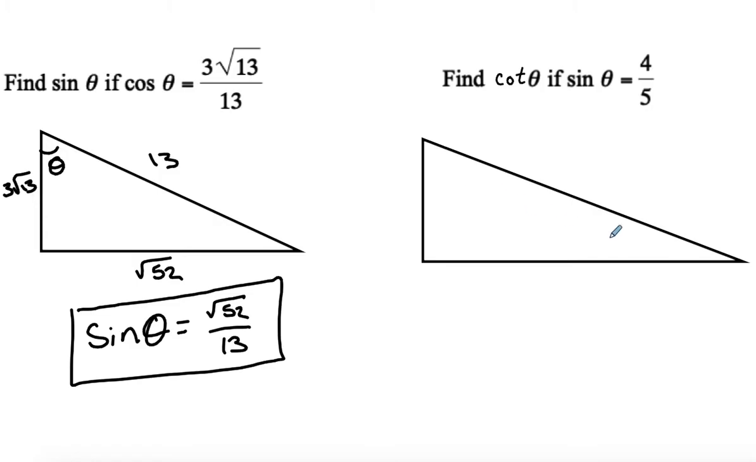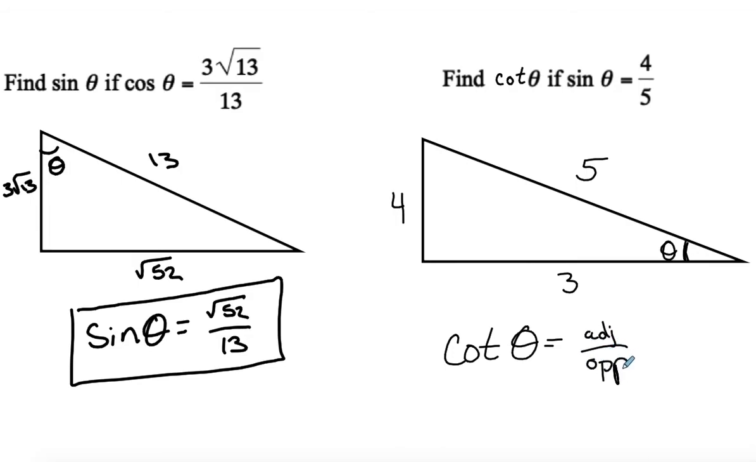Okay, so this time, just because I feel like it, I'm going to make this theta. It does not change anything at all about how I'm going to solve the problem. So opposite over hypotenuse, so this is 4, this is 5. Using Pythagorean theorem, I would work backwards to find this side length to be 3. Now that I've got my sides figured out, cotangent of theta is adjacent over opposite. So from our angle, that would mean adjacent, which is 3, over opposite, which is 4. So cotangent of theta would be 3 over 4.